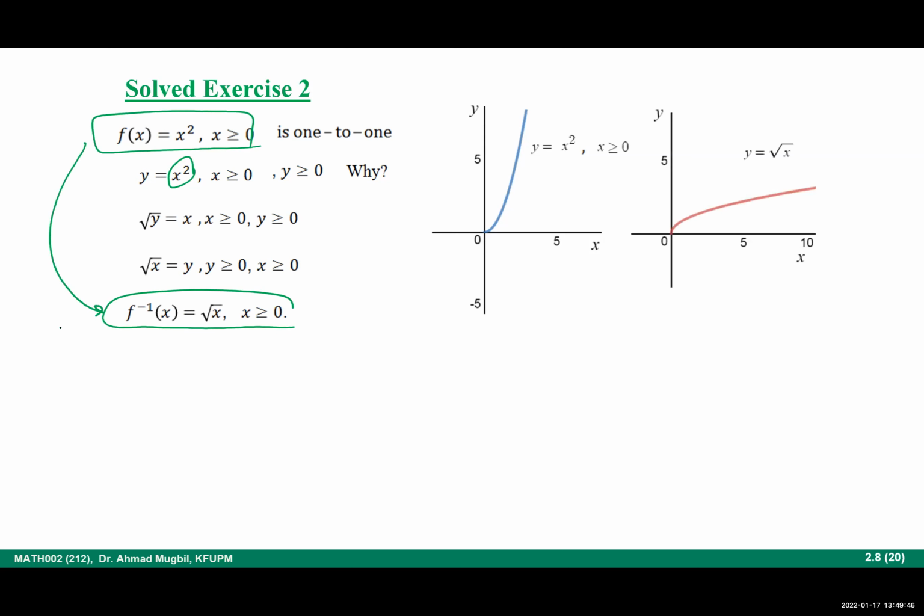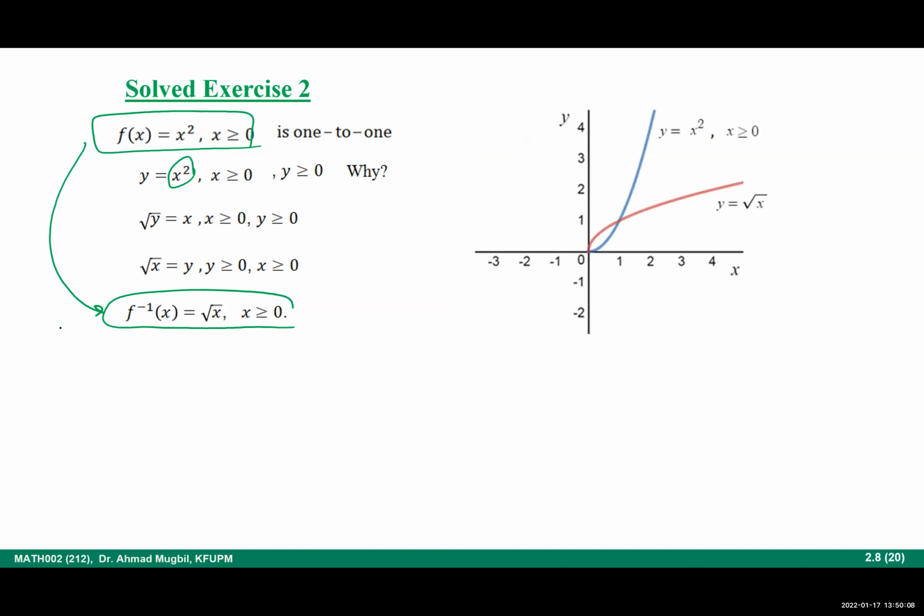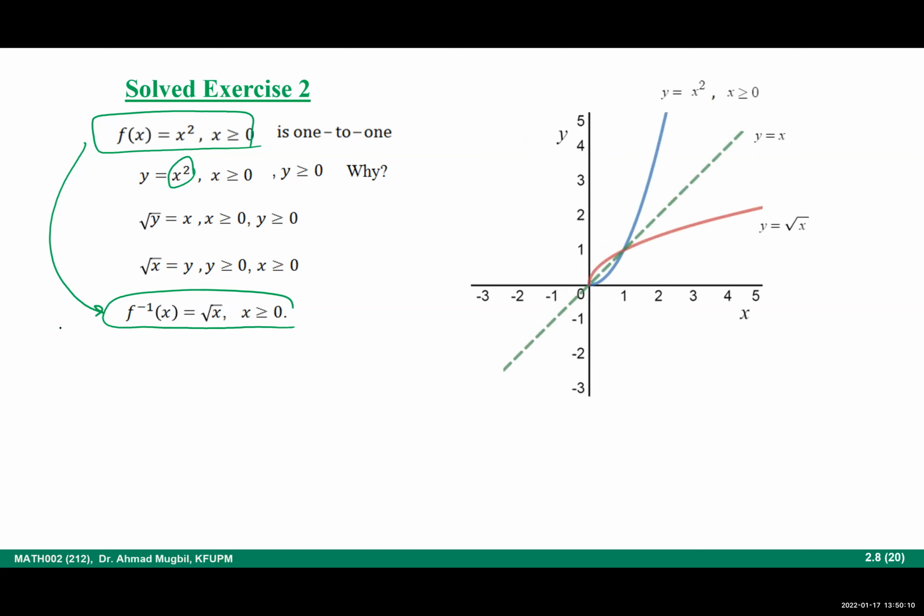If you sketch the graph of the inverse, look at it. Can you see a relationship between the graph of the function and the graph of the inverse? Just think about the x-axis to be the y-axis and the y-axis to be the x-axis. Because this is what we do. We interchange x and y when we find the inverse. And if you draw them together, this is the interesting fact that you have, that they are reflections of each other about the line y equals x. Because we interchange x and y when finding the inverse.